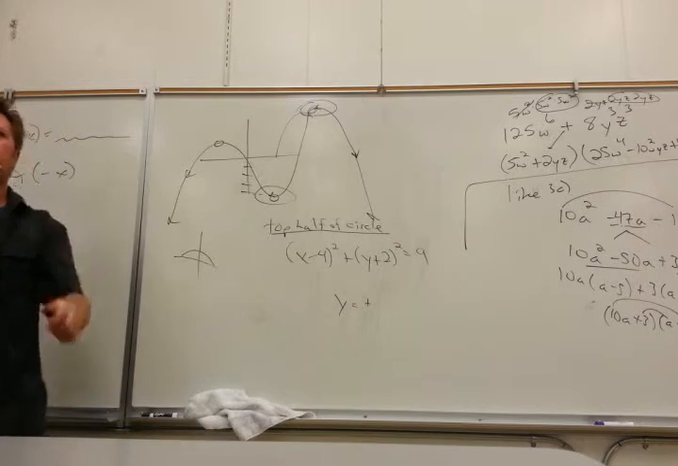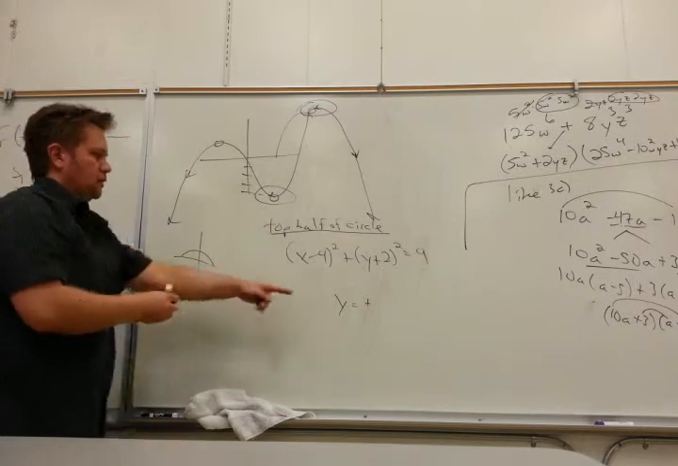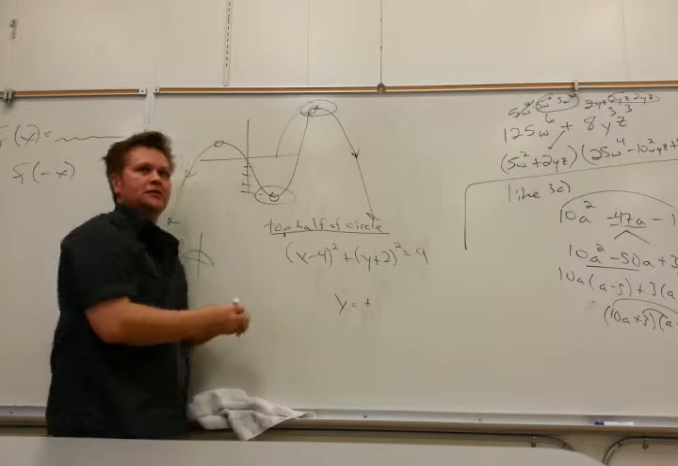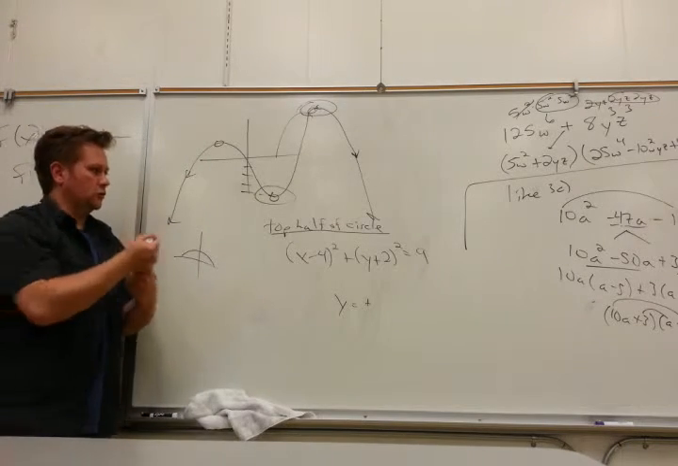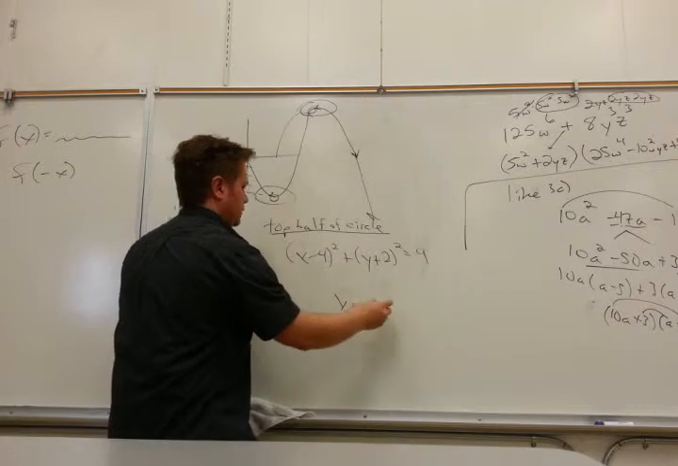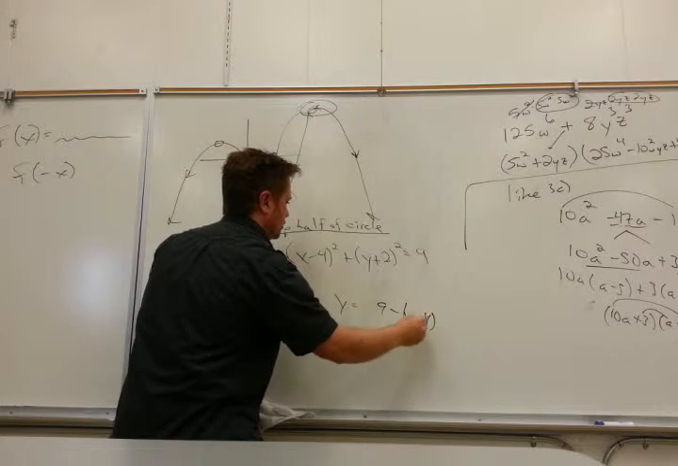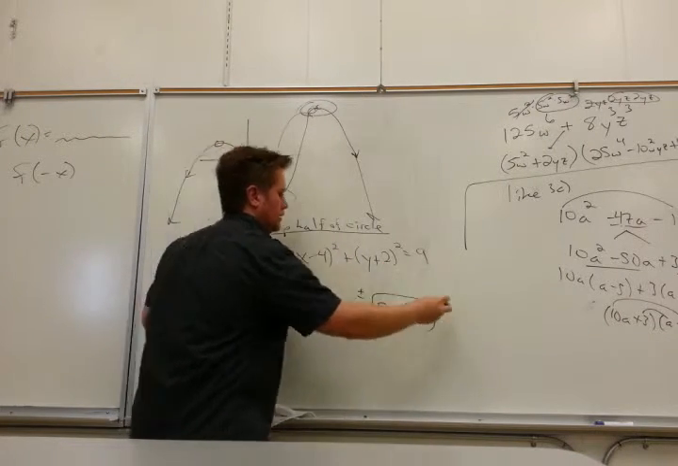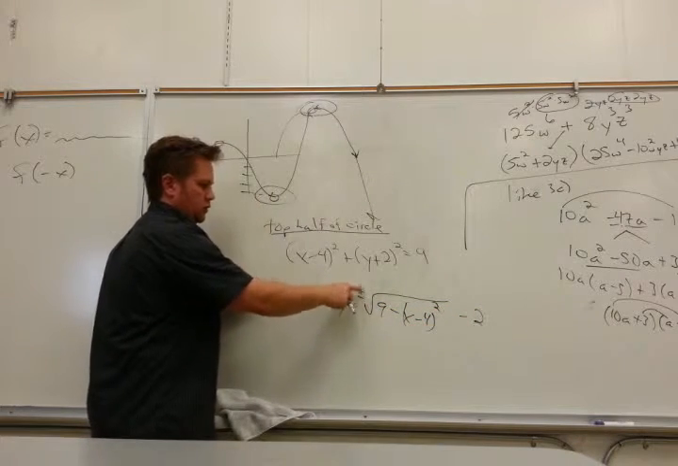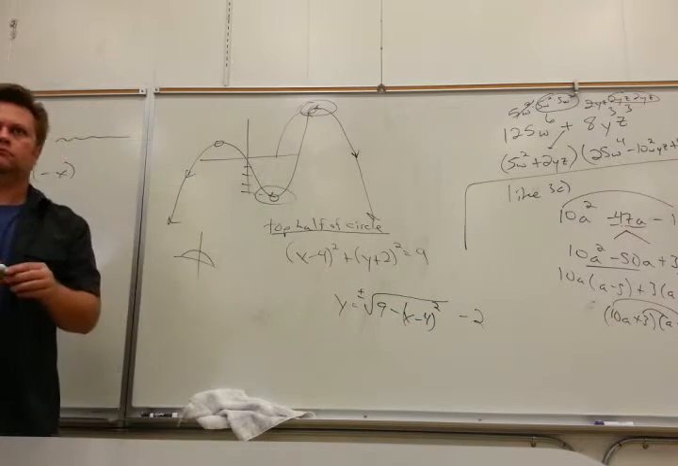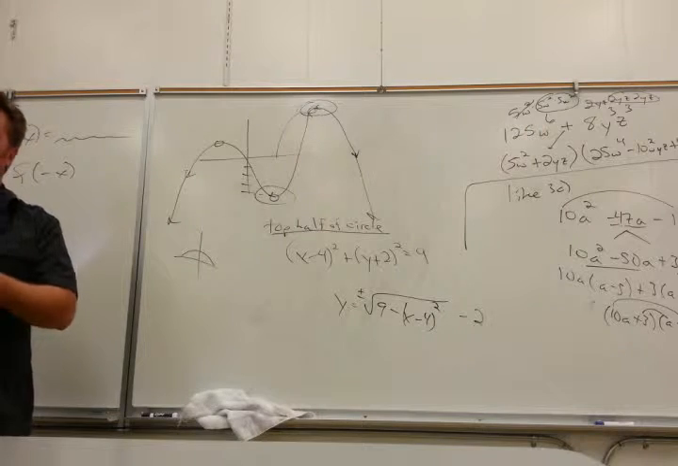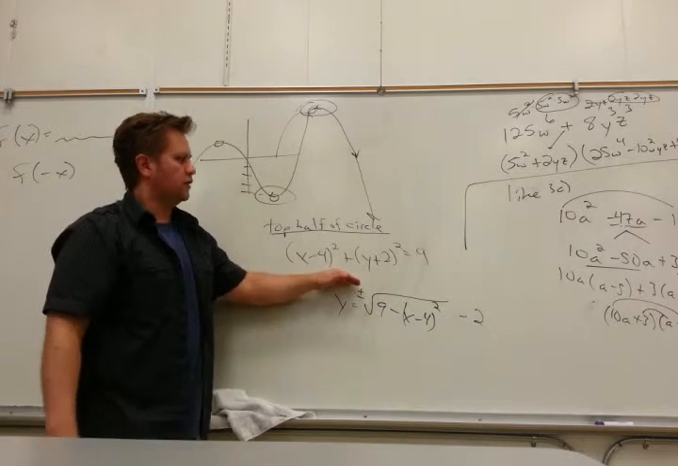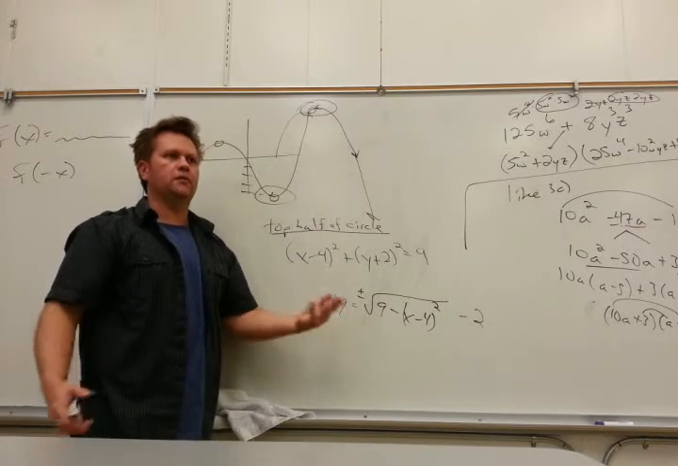What if you want the bottom half? Then you would pick the negative. So if you solve this, you'll get the square root of 9 minus (x minus 4) squared, plus or minus, and then the last step would be minus 2. So you just pick which one you want. Pick the positive if you want the top half, pick the negative if you want the bottom half.